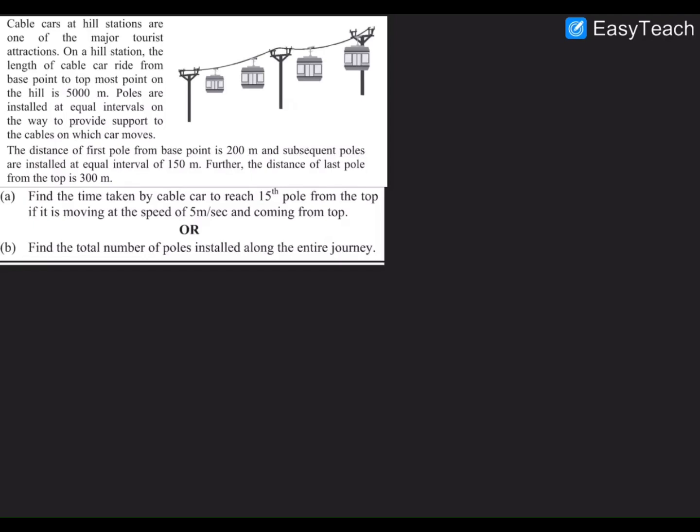In the next part, as so many kids have queries, I am doing the B part first and then I will do the A part of this. Find the total number of poles installed along the entire journey. So the total number of poles, that means AN, we need to find N.